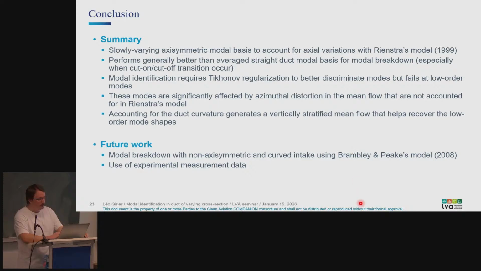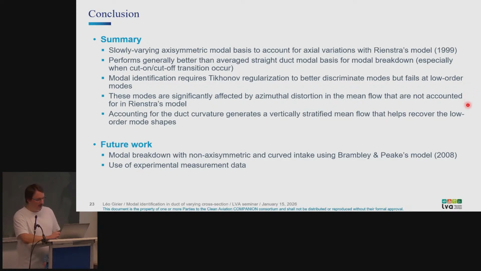We've seen that the mean flow in this kind of reduced nacelle inlet is complex and three-dimensional. We've tried accounting for the axial variation of the duct geometry and mean flow through the slowly varying formalism from Rienstra's model to improve the modal identification. Generally, it performed better than the classic duct modes, especially when transitions occur. We needed Tikhonov regularization to identify the modes, especially at low order.